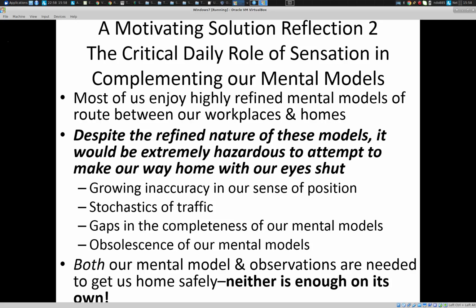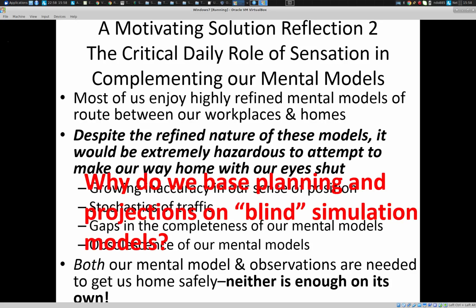And the observation here is that our mental model is absolutely critical to getting home. I mean, without that, we'd be in dire straits. We couldn't get home either. But our observations along the way are also needed. They clue us into where we are in a way that really enhances our strengths. And so the question here is, why do we base planning and projections on blind simulation models?